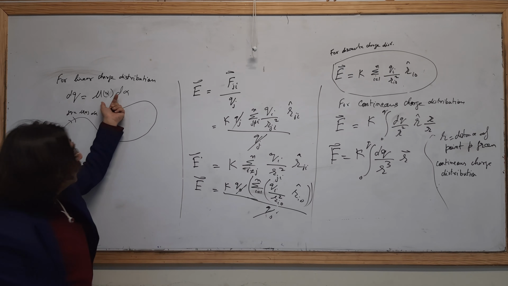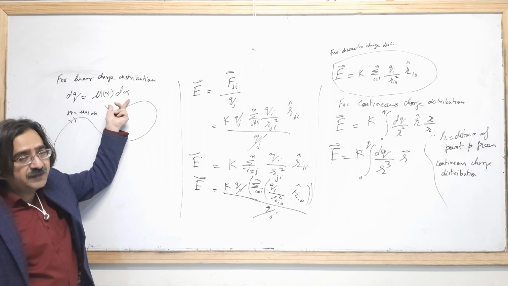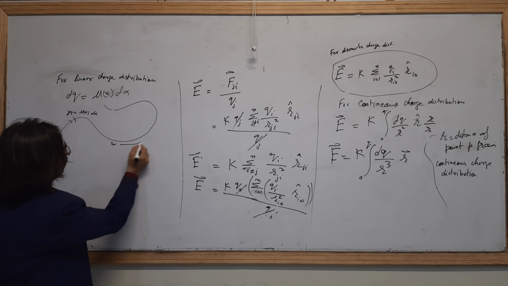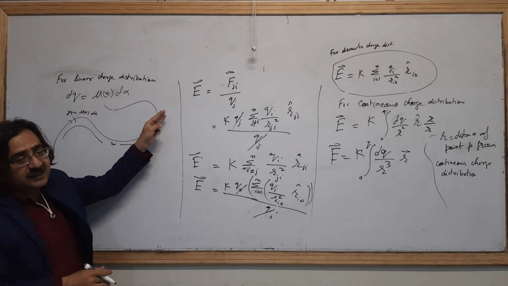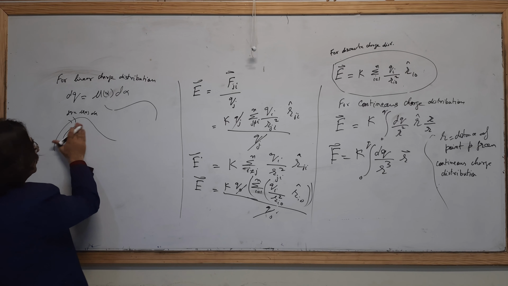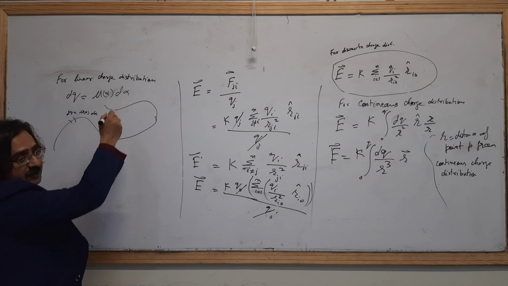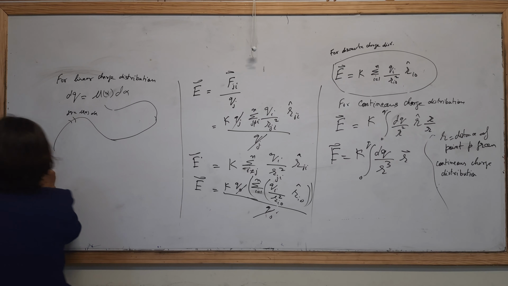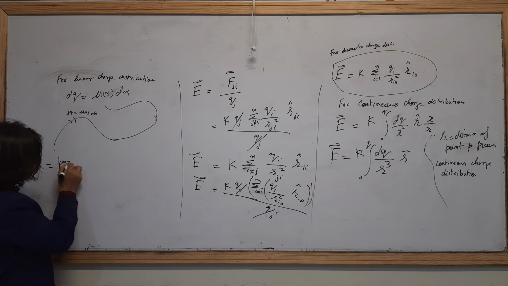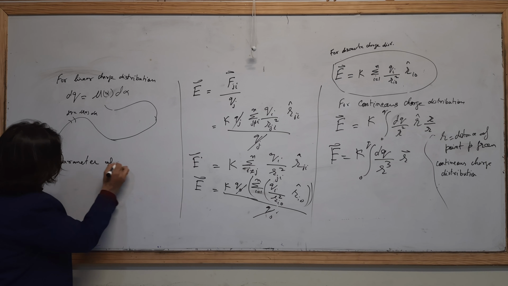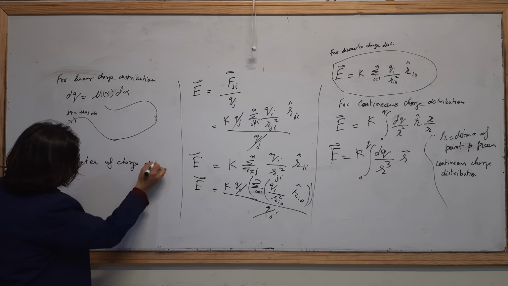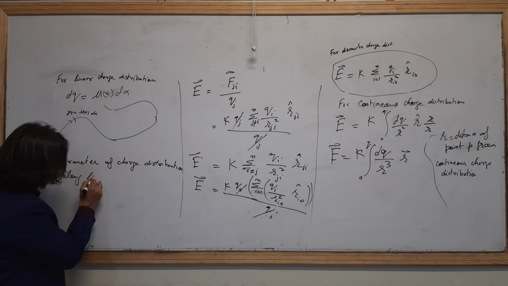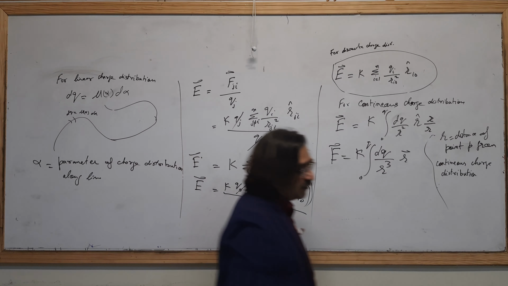This alpha is different than this r. This is also a distance, but it is varying along the length of the charge distribution. Alpha is varying along the length, and d alpha means small alpha. It is the parameter of charge distribution along the line.